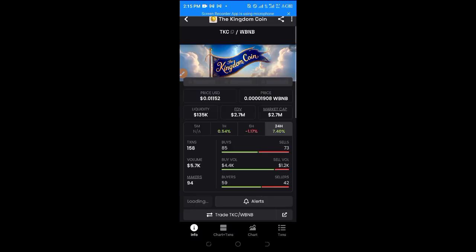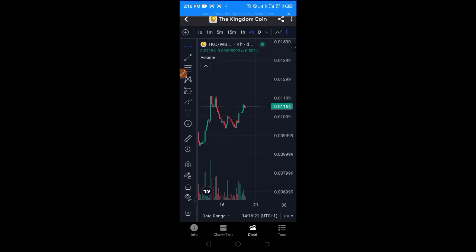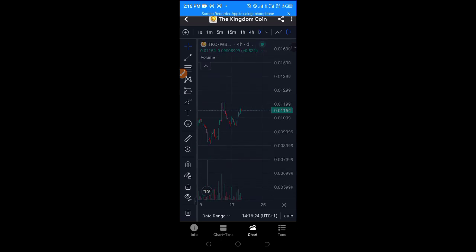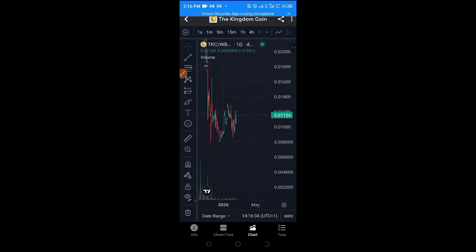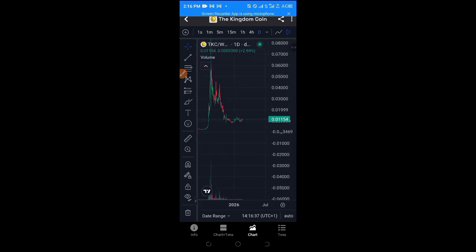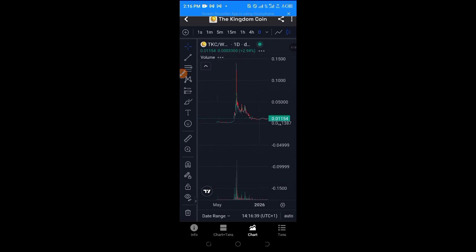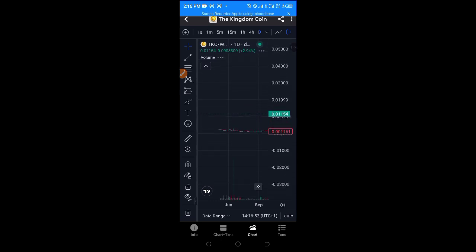So, what's the best chart to invest in? TKC, for instance. Now, when you notice that a chart... can you see that the distance between the current price and the price it was launched is very high? Can you see those tiny, tiny stuffs? You can zoom closer.